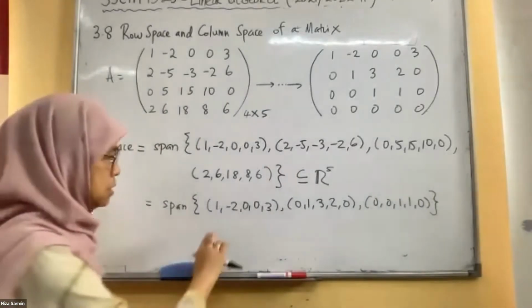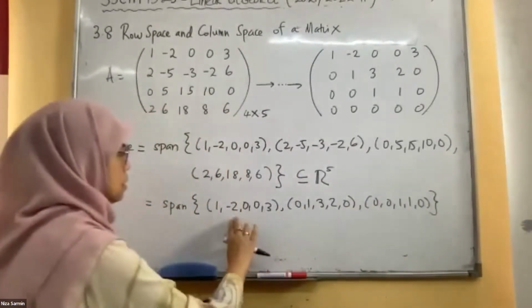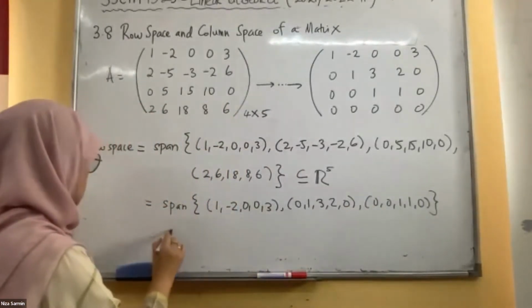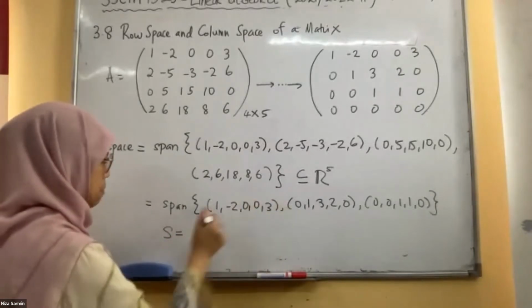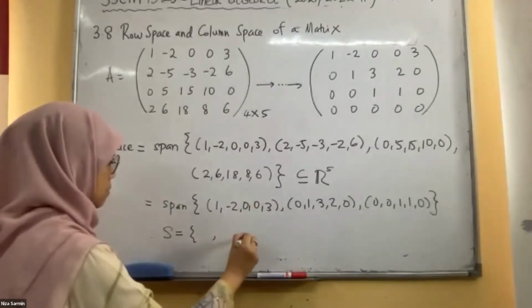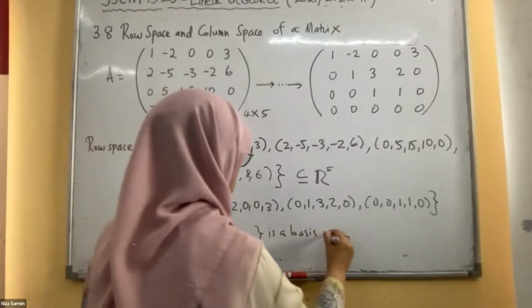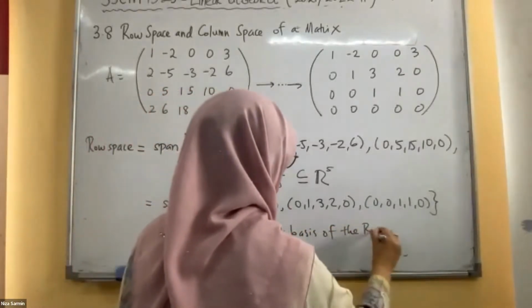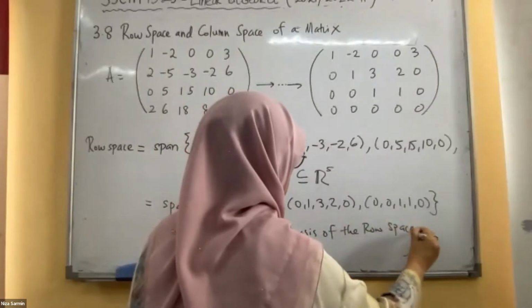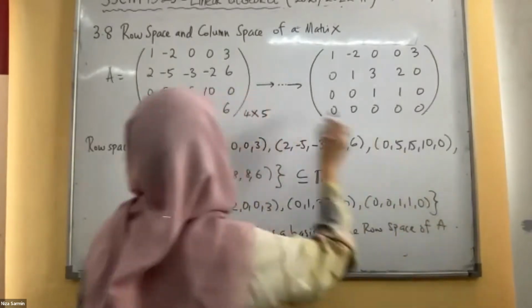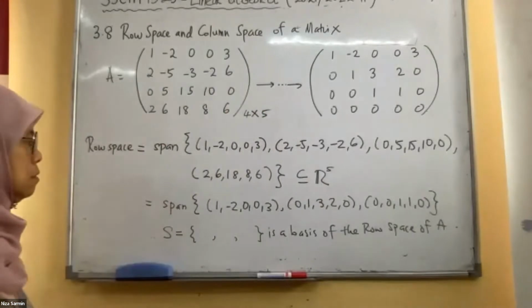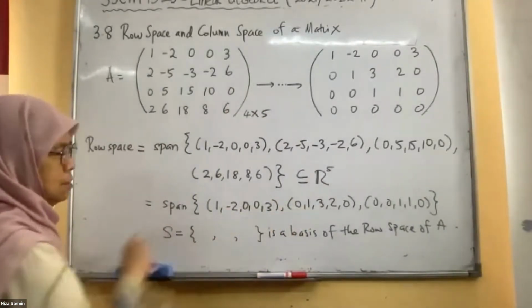So this is the basis, these 3. You copy and paste. It is a basis of the row space. Call it A, yeah? U1, U2, U3, copy, paste.